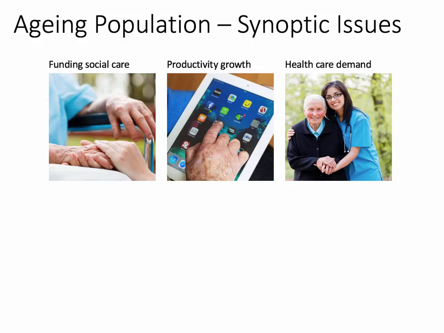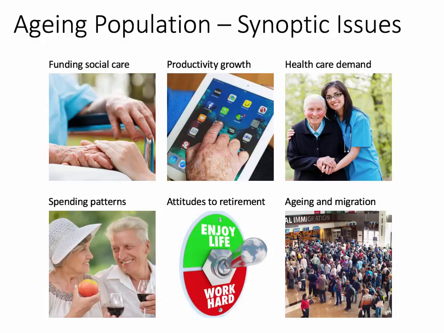So there are many synoptic issues that we might want to think about. Whenever you get a question on the aging population, if the examiners want to test you on it, they will probably focus on the connections between demography and micro and macroeconomics. So, for example, how we fund social care. We'll come back to that in a second. How we fund basic healthcare services for the elderly. To what extent does aging impact on productivity growth? What about the demand for healthcare services, acute services, for example? What about the burden to the state in terms of providing basic healthcare as opposed to social care?